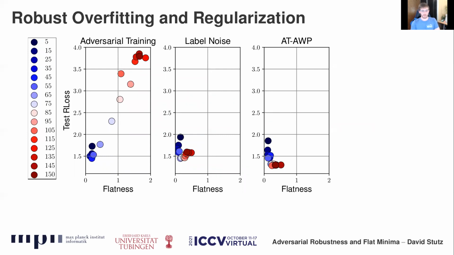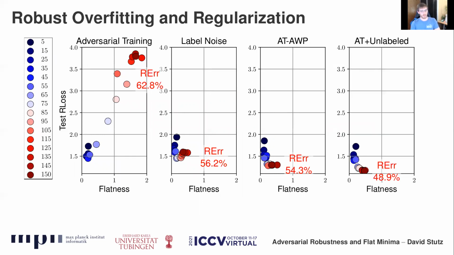And at the same time, training does not converge to very sharp minima, and this can be seen using significantly lower values on the x-axis. Also note that for AT-AWP, this also leads to lower overall robust loss on the y-axis compared to adversarial training with or without label noise.